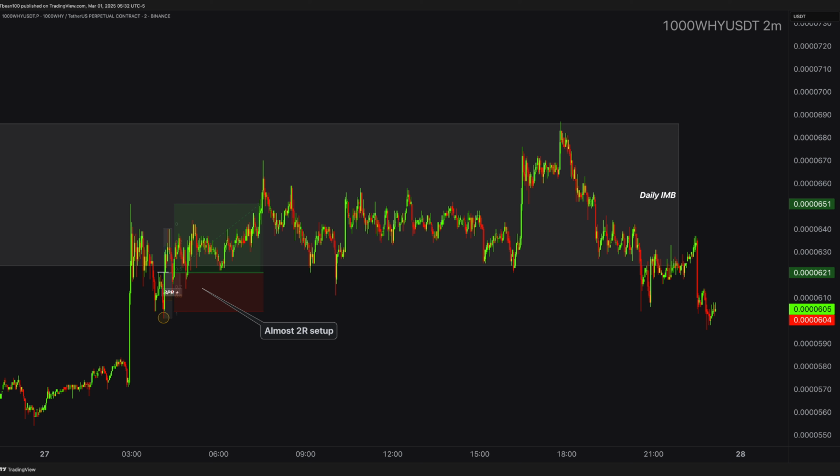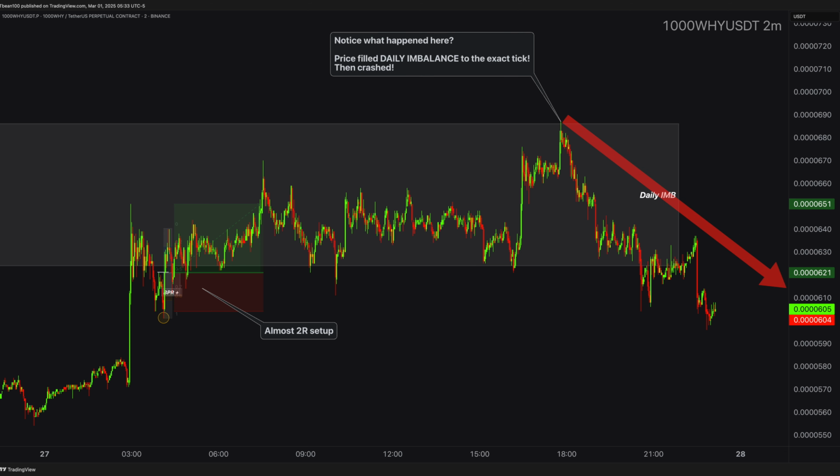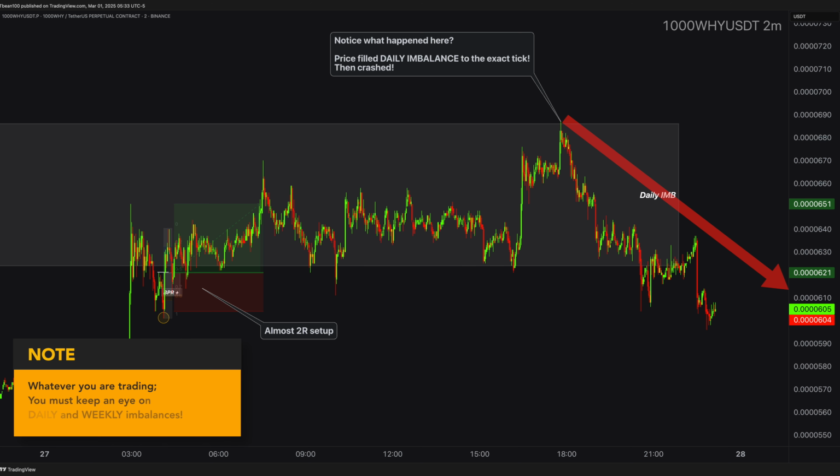Notice how the price rallies and then crashes. So basically, price fills the daily imbalance to almost perfect tick and then strongly crashes. This is why we have to keep an eye on the daily and weekly imbalances as well. These are very important price levels.